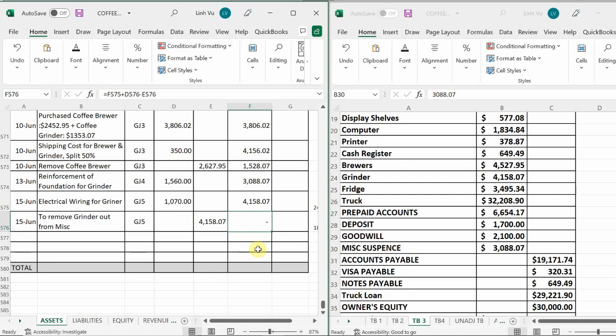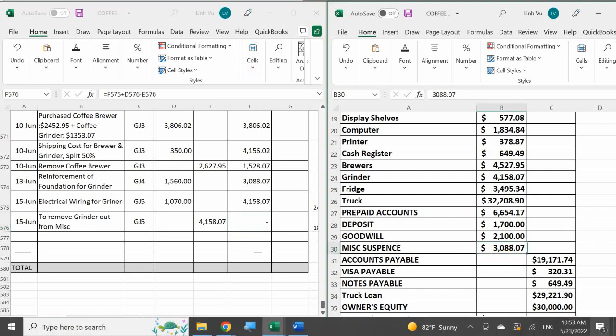Oh, because this one, we took the 4,000. This is the coffee brewer, our coffee grinder. We took it out of the miscellaneous expense account. So what account balance do I have now? We took 4,000, so it's 0 right now. Okay. So there we go, 0.